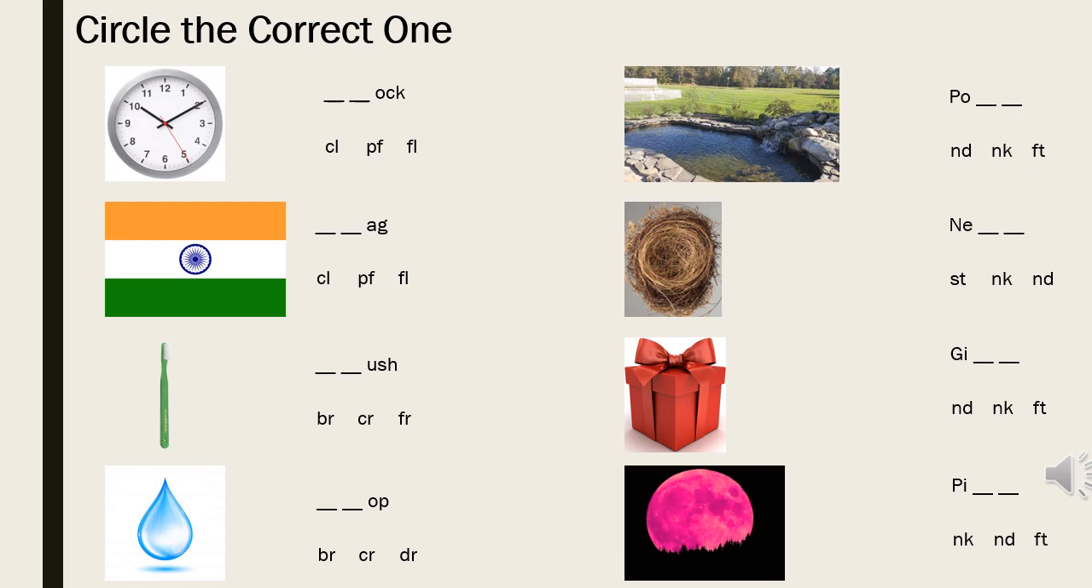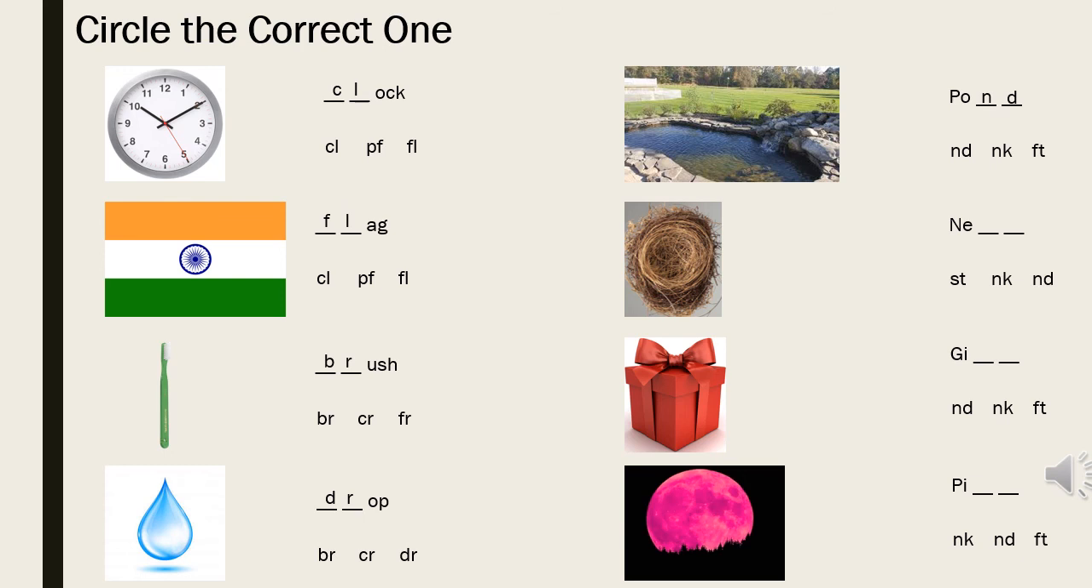Okay, here are some blend words. Like you have clock and you have to circle the correct one. So they have given it as fill-ups. So choose the correct blend. So it has to be cl for the first one. So it's a clock. Fl for the second one, it becomes flag. Br for the next one, it is brush. Dr for the drop.